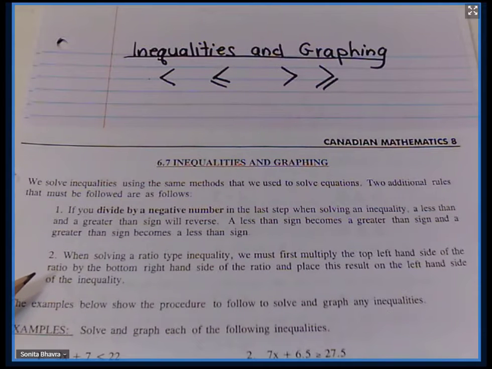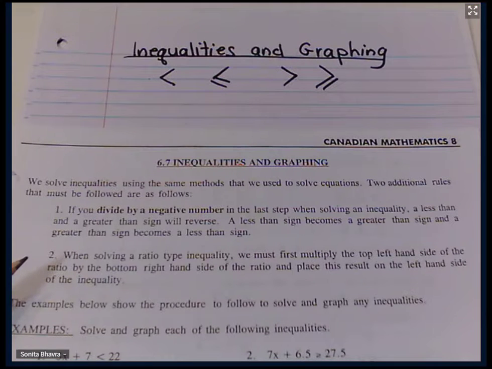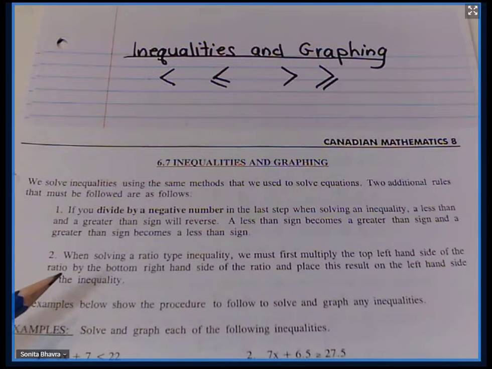Lastly, if it's a ratio type inequality, which we looked at last class, the rule is still the same way I showed you. You multiply your top left by the bottom right and put that on the left-hand side of the equation. Then you take your top right and bottom left, and you put that on the right-hand side of the equation. Again, that will make more sense when we look at examples.